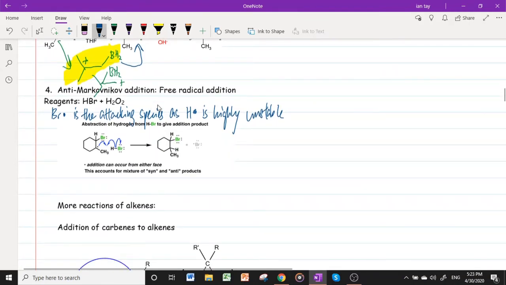Another example of anti-Markovnikov addition is free radical addition. In this free radical addition, we are adding a peroxide. This can be an organic peroxide, or it could be hydrogen peroxide. You know that the oxygen-oxygen bond in a peroxide is extremely weak, and so it is easily broken to give, in this case, hydroxyl radicals. These hydroxyl radicals can then take a hydrogen atom off from HBr.